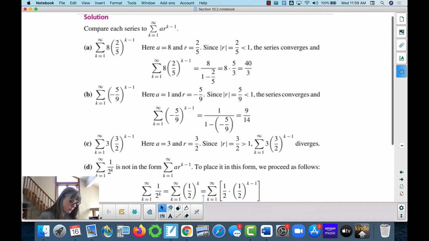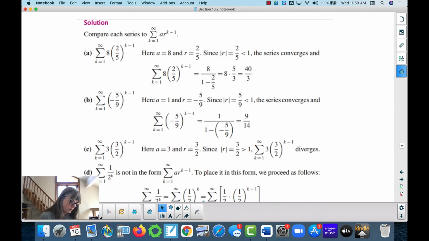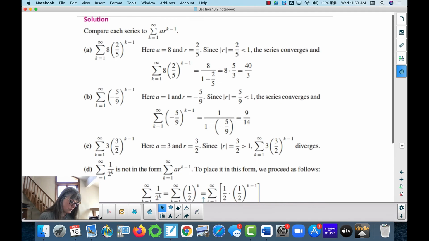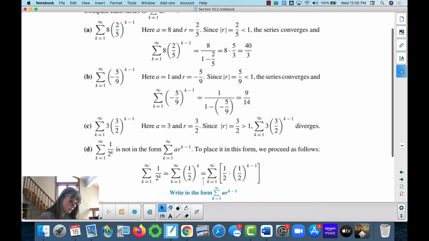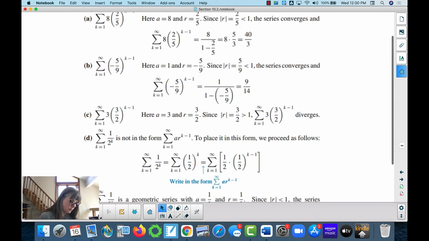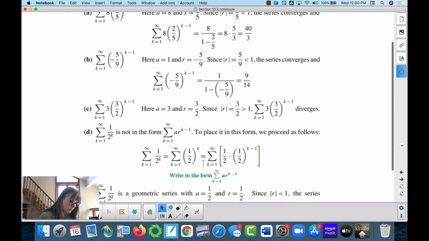So here you can see all you're using is r in each of these to determine whether it converges or diverges. Make sure you're using the absolute value of r. Here the absolute value of r is less than 1, so both of those are going to converge. Here it's greater than 1, so it diverges.